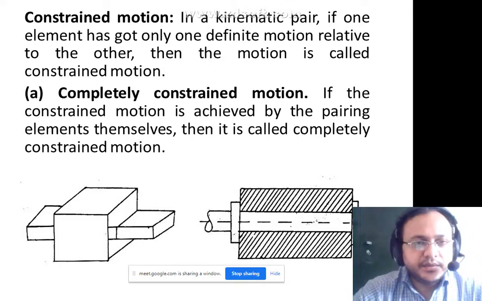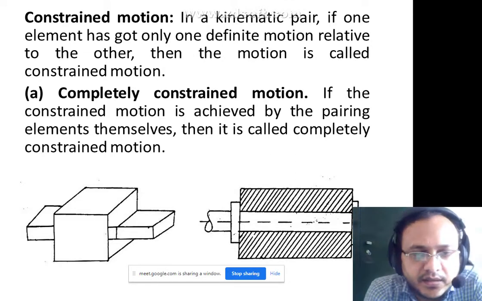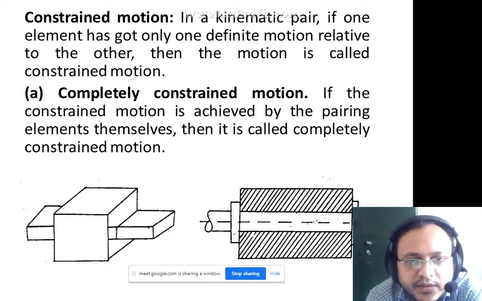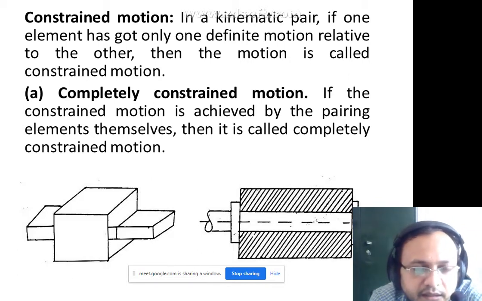Okay, so we'll continue. Now you have seen different kinematic pairs and everything. You understood how the kinematic pair will be there. So let us understand about constant motion.